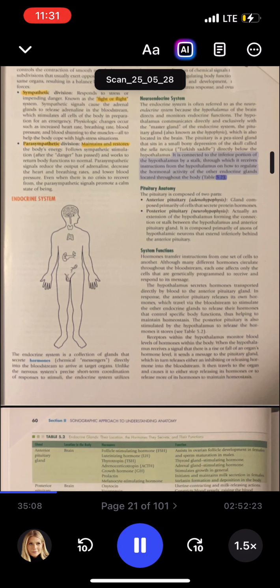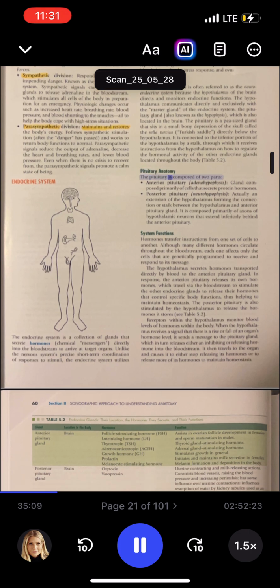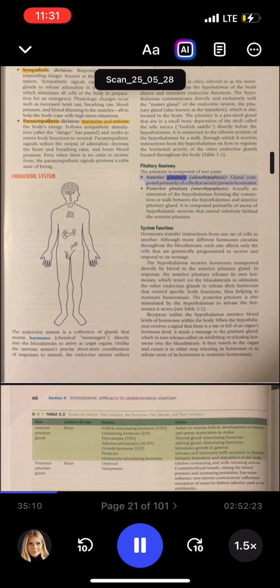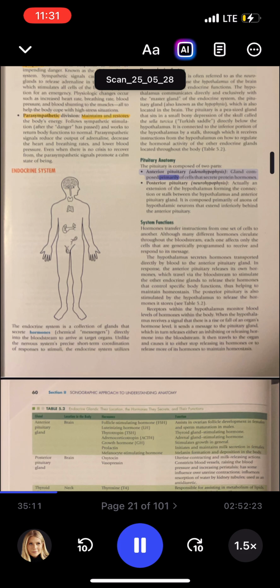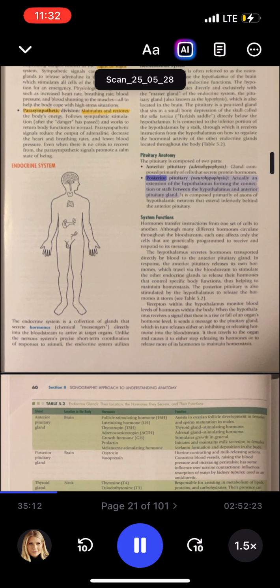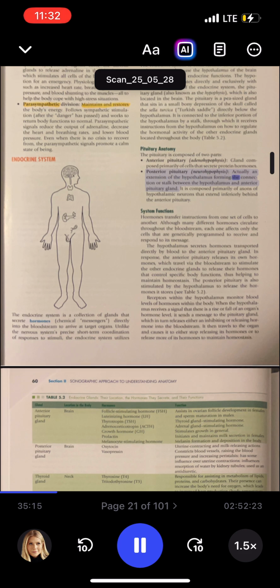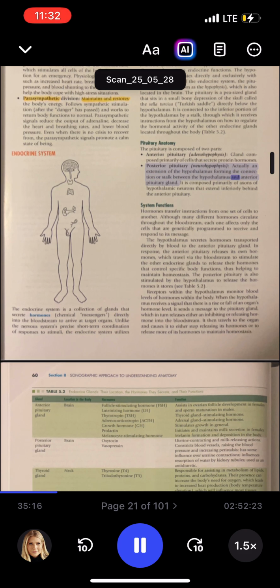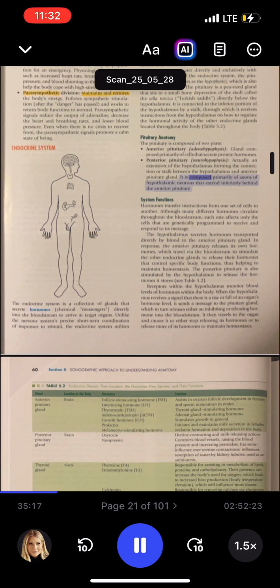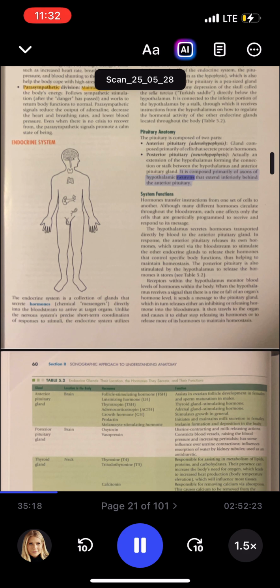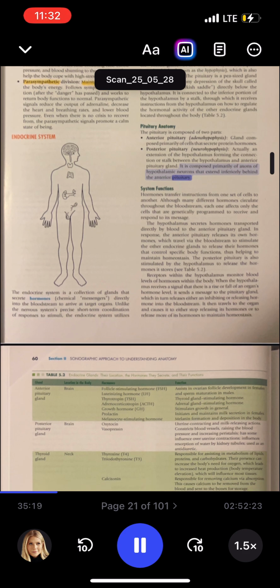Table 5.2. Pituitary anatomy. The pituitary is composed of two parts. Anterior pituitary, adenohypophysis, gland composed primarily of cells that secrete protein hormones. Posterior pituitary, neurohypophysis, actually an extension of the hypothalamus, forming the connection or stalk between the hypothalamus and anterior pituitary gland. It is composed primarily of axons of hypothalamic neurons that extend inferiorly behind the anterior pituitary.